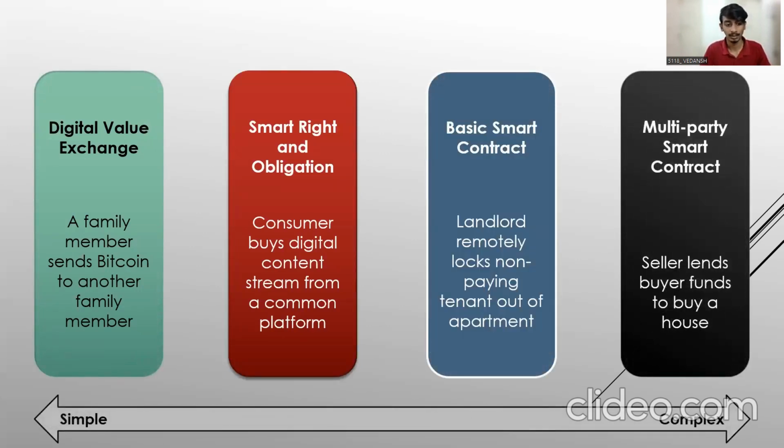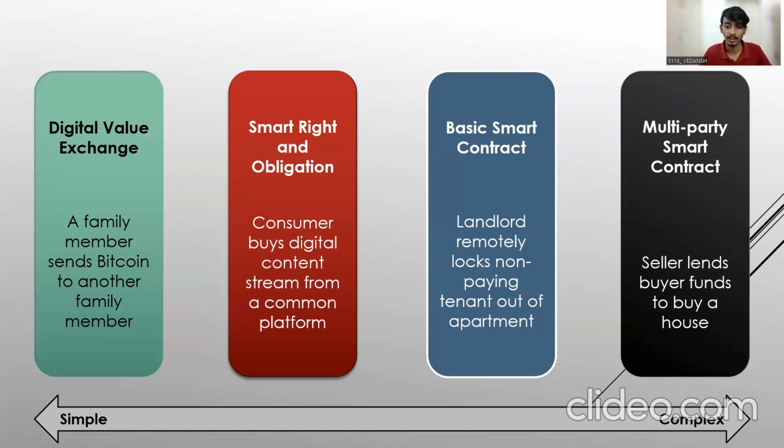Let us check, using various examples, the complexity of smart contracts and which types can be used for various applications. In the first one, we see digital value exchange, where a family member sends Bitcoin to another family member. This is a simple application, followed by smart right and obligation, in which a consumer buys a digital content stream from a content platform. This is also a similarly simple transaction.